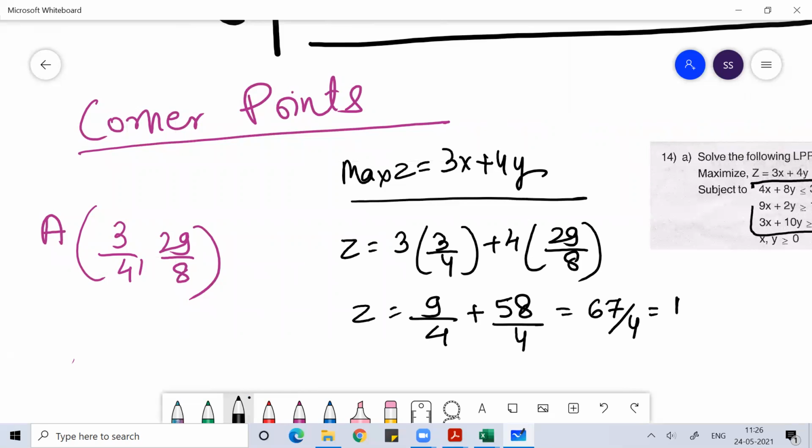7 by 4 means 1 za 27. 27 means 6 za 27, 30. 30 means 16.75. This I get as an objective function.